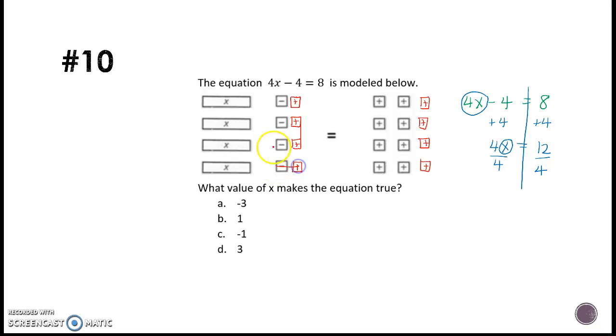And then these would all cancel because those are 0 pairs. So then you would need to evenly distribute these into each x. So that would be how you would use your model.